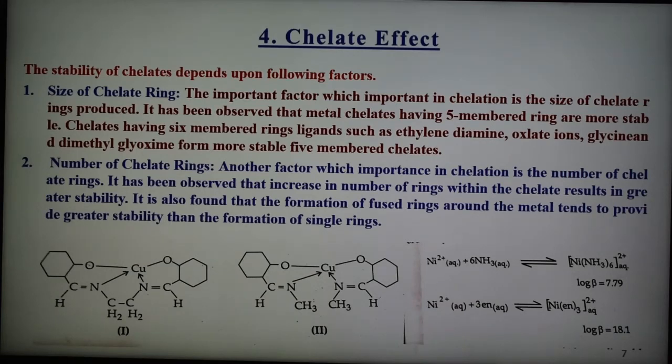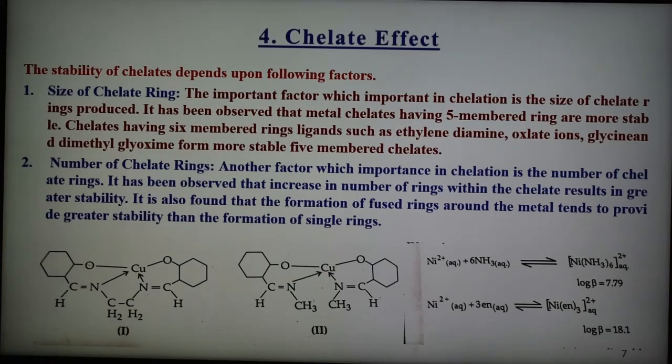So when the complex is formed, the ligand should form a ring with the metal ion. When it forms the coordinate bond, formation of a ring takes place. Chelate is obtained from chela and means formation of a ring. So multidentate ligands form chelate complexes, and one important factor in chelation is the size of the chelate ring. It has been observed that metal chelates having 5-membered rings are more stable. Ligands such as ethylenediamine, oxalate ion, glycine and dimethylglyoxime form quite stable 5-membered chelates.